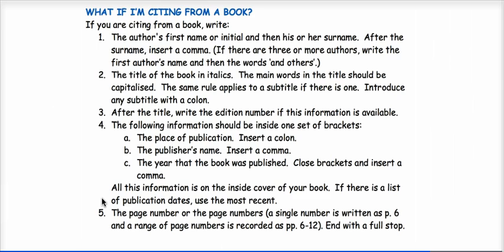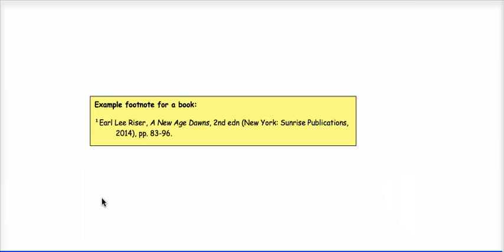After the title, you write the edition number, if this information is available, and then inside one set of brackets, the place of publication, a colon, the publisher's name, a comma, the year it was published, close brackets, insert a comma. And all this information is on the inside cover of your book if you're wondering where to find it. And if there's a list of publication dates, then use the most recent. And then finally, you refer to the page or page numbers. A single number is written as P6. A range of page numbers is PP 6 to 12, for example, ends with a full stop. And it looks like this.